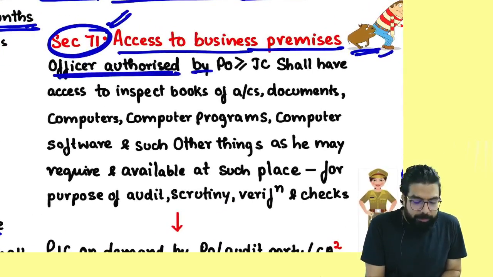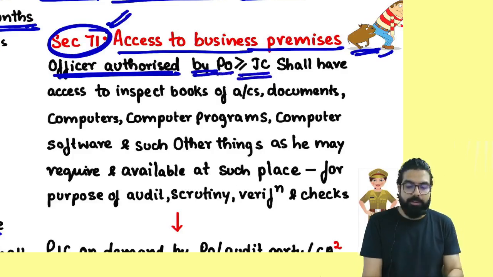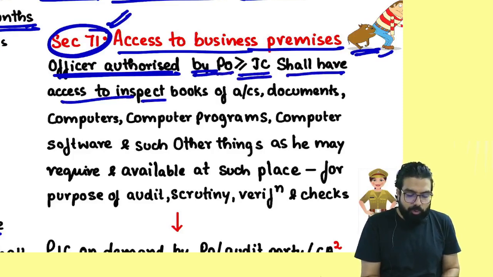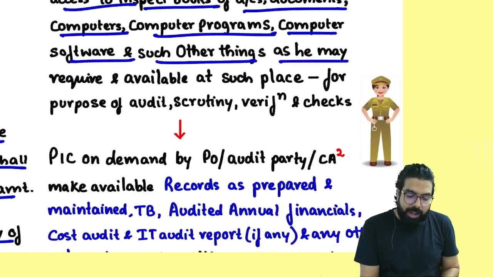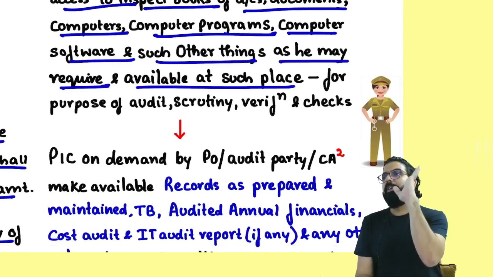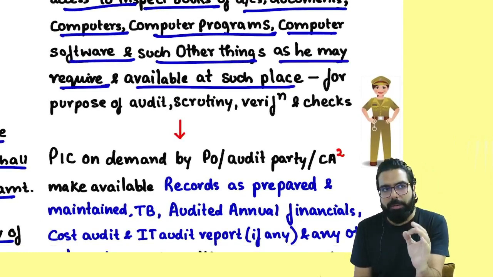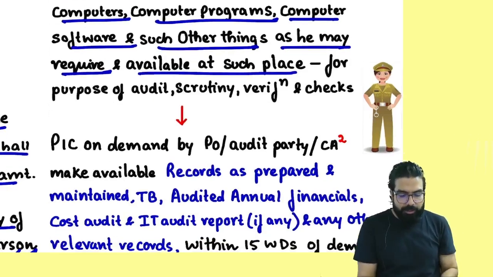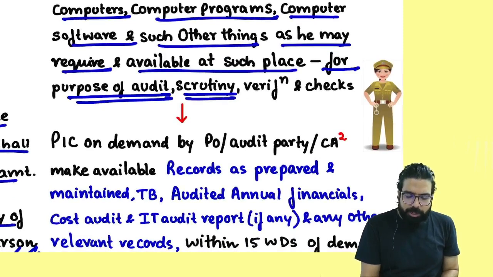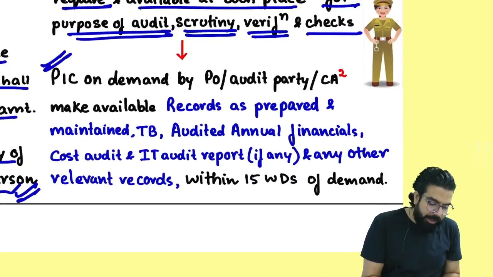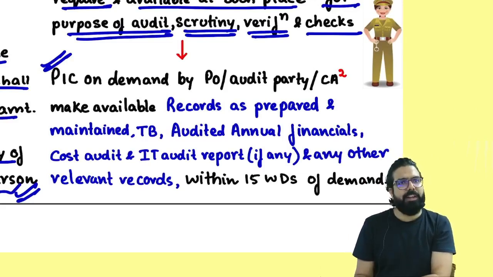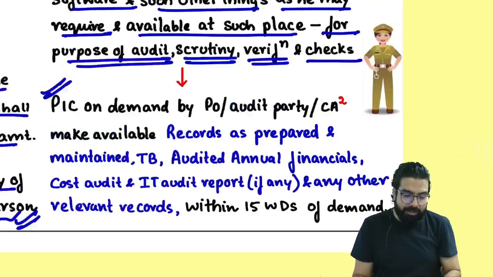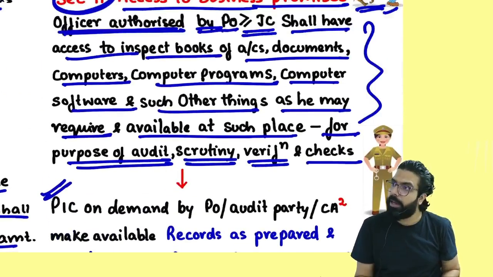If an officer is authorized by the proper officer, greater than or equal to Joint Commissioner, that officer shall have access to inspect the books of accounts, documents, computer program, computer software, and such other things as he may require and that are available at such place. When the officer comes to a place, he will have access to all these things for the purpose of audit, scrutiny, verification, and check. Suppose a person has come for an audit to a premises, a chartered accountant or a GST department officer. Baba, remember, they will have access to all these things. Can I go ahead?